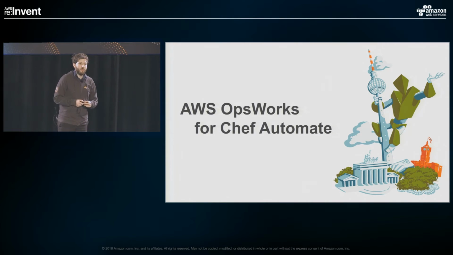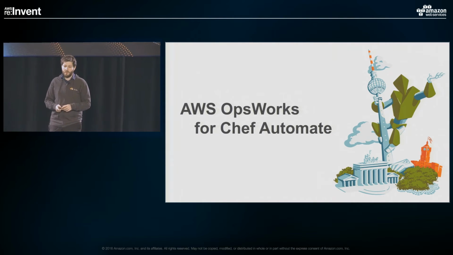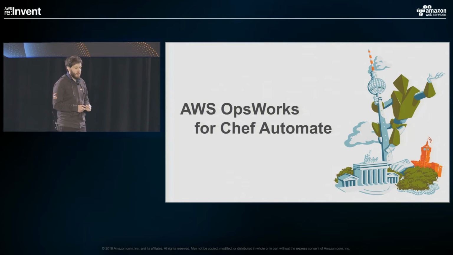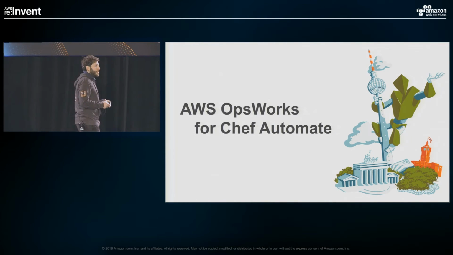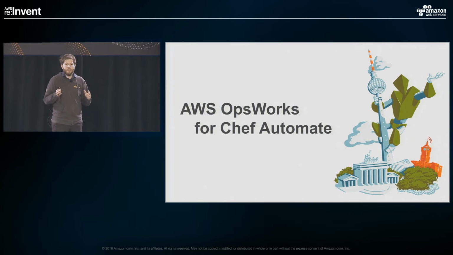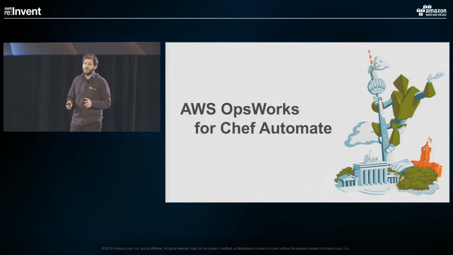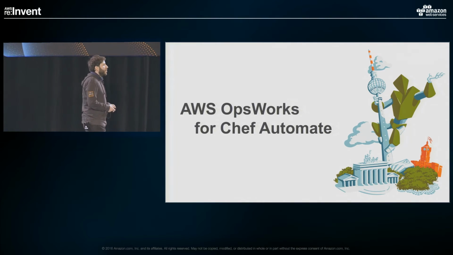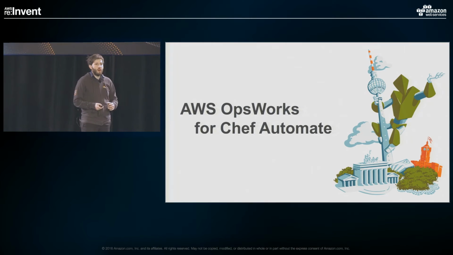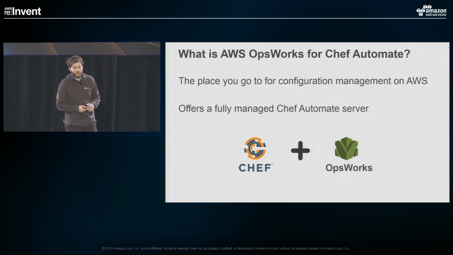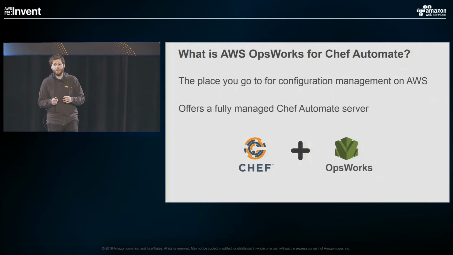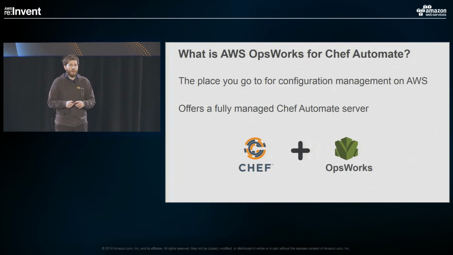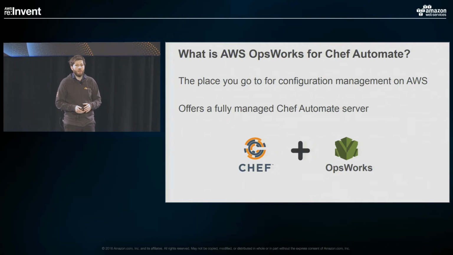So we've talked about what Chef Automate is, and those of you who've been listening to Werner's keynote probably learned that we just released a new service in collaboration with Chef, OpsWorks for Chef Automate. Those of you who are not familiar with OpsWorks, it's an AWS service that gives you a set of operational tools to help you maintain your fleets of instances using automation. And OpsWorks already supported configuration management in the past, which is why we consider OpsWorks to be the place you go to for configuration management on Amazon Web Services. And it is now also the place where you can get your fully managed, single-tenant Chef Automate server.